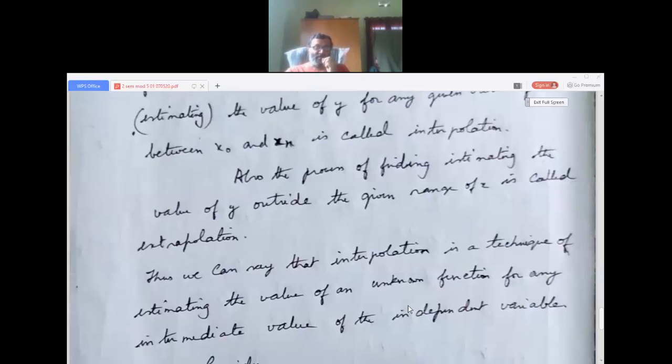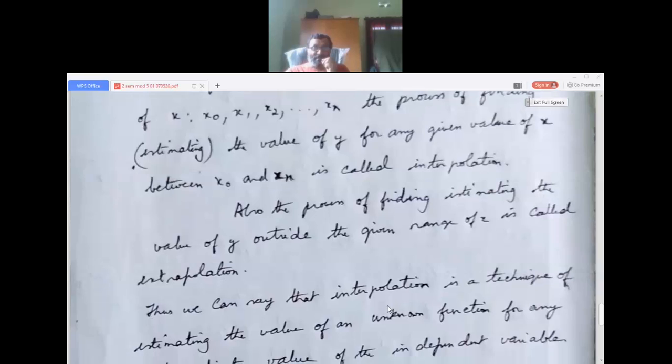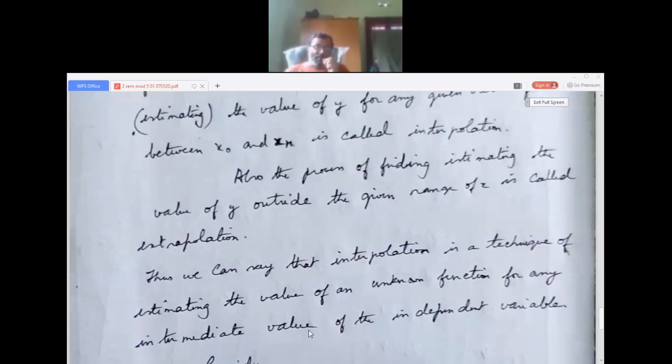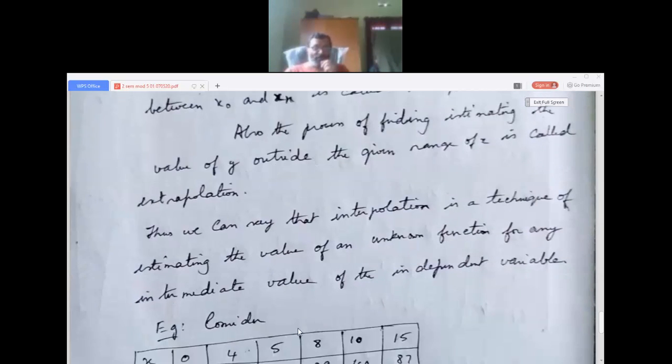So again, I repeat this definition. Thus we can say that interpolation is a technique of estimating the value of an unknown function for any intermediate value of the independent variable x. Intermediate means in between, but if it is outside, it is called extrapolation. Inside means it is called interpolation. That we'll see how to find.